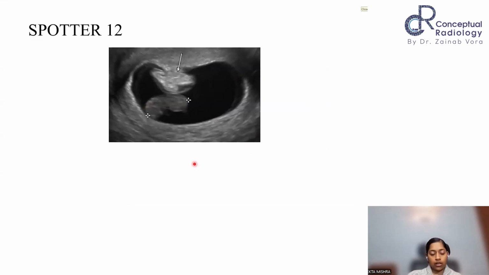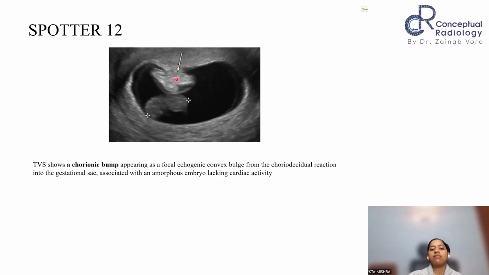Now, this is one case where I see few cases where there is an echogenic structure attached to the chorionic tissue, and it confuses me a lot. So what is this? This part of fetus did not have any heart. Very good. This is chorionic bump. Excellent. So this focal echogenic mass, which is bulging into the amniotic cavity, is a chorionic bump, and this is an amorphous fetus which did not have cardiac activity. So diagnosis is non-viable intrauterine pregnancy.